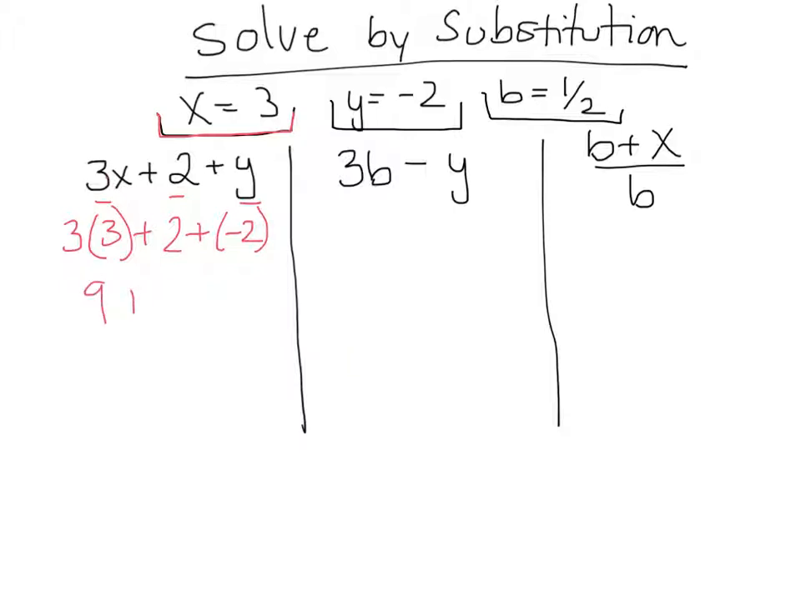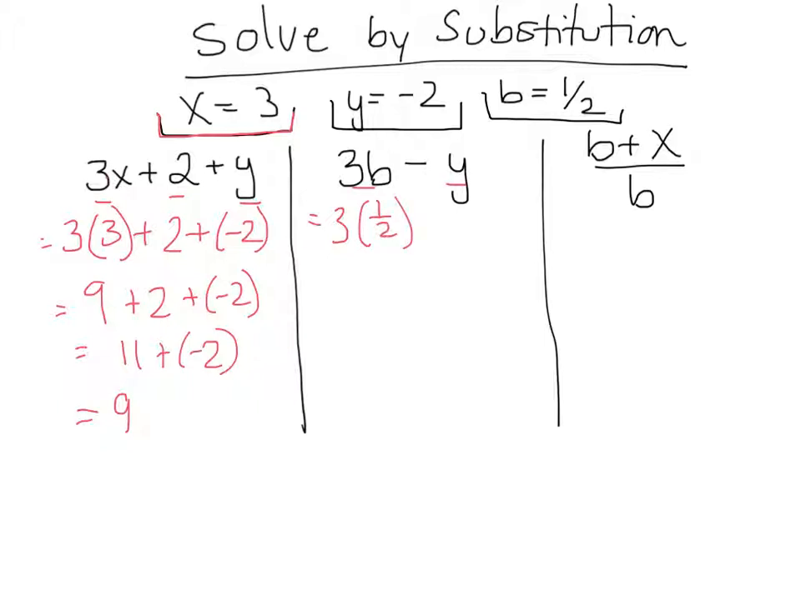So now I have 9 plus 2 plus -2. 9 plus 2 is 11. 11 plus -2 is 9. The next one, same thing. I'm going to replace b with 1/2. And our original expression again had two terms, this time subtraction and multiplication. So 3 times 1/2 subtract y, and y is -2.